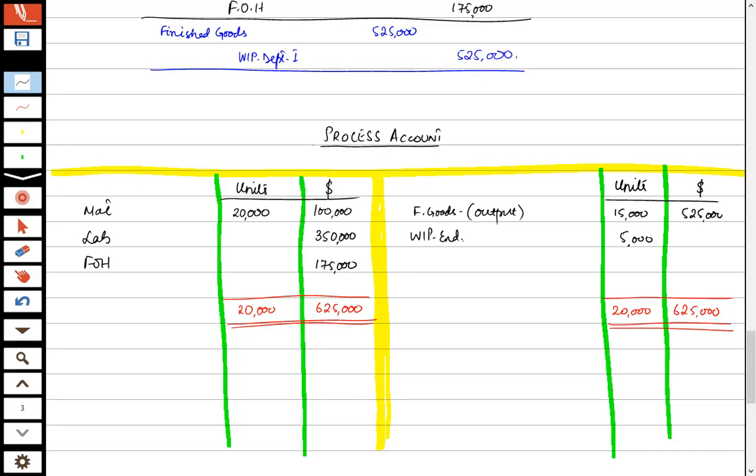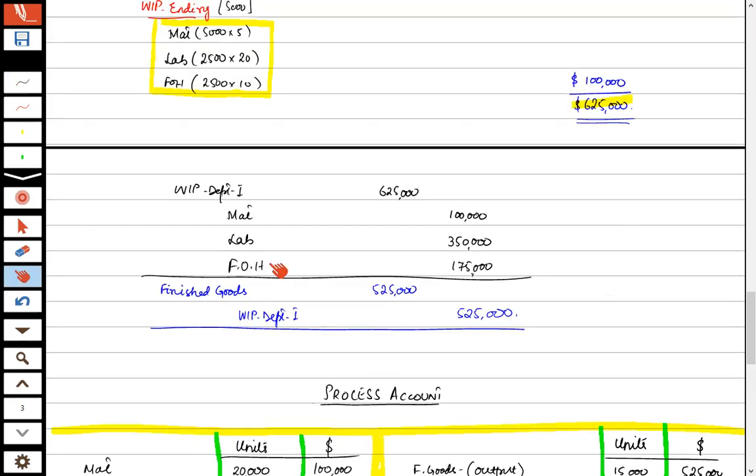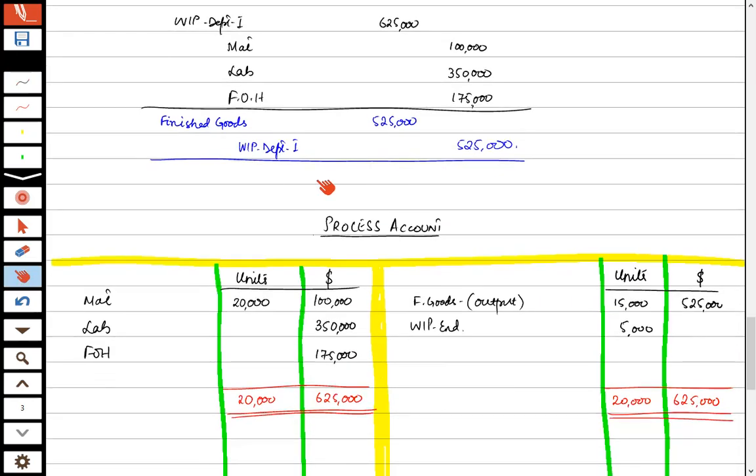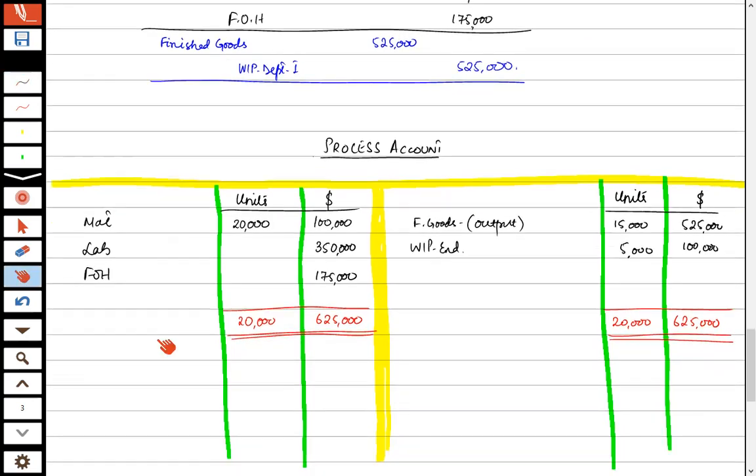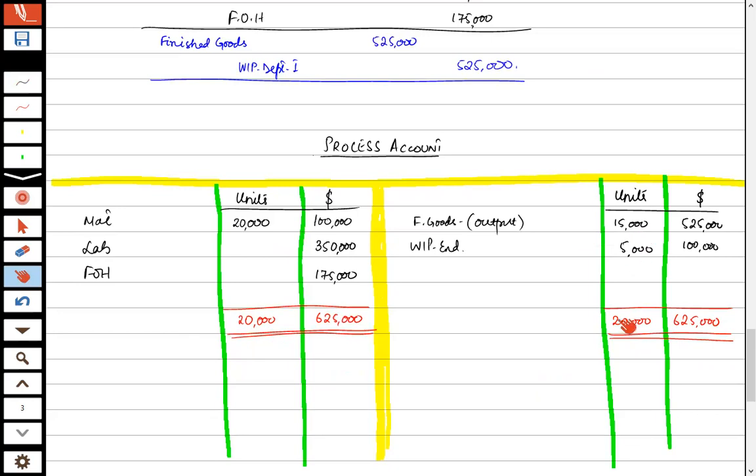And their cost which we calculated was 100,000. So the cost of that WIP is 100,000. Now this column and this column make 20,000 units and 625,000, and this is 625,000. They tally, and the number of units also tally. WIP ending represents balance carried down. This is extra what I am saying.